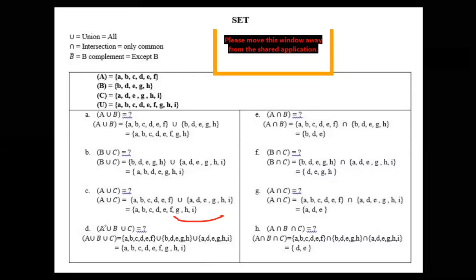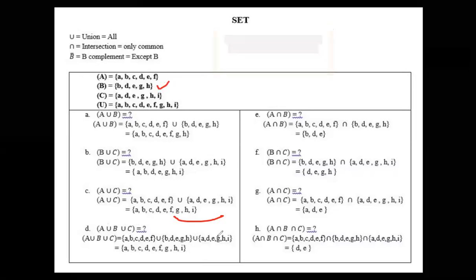Sometimes it may come like this also: A union B union C. So write down the value of A. Here is the value of A: A, B, C, D, E, F. This is the value of A. What is the value of B? Write down the value of B. Write down the value of C also.